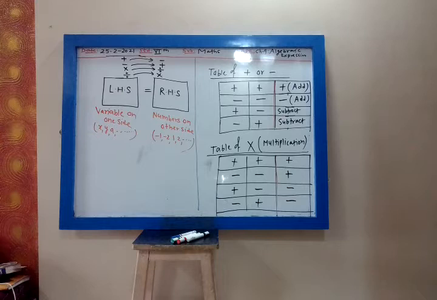On left hand side we take all the variables, means alphabets, and on right hand side we take all the numbers. Then what is the rule? Whenever we change the side from left hand side to right hand side, the sign changes. Plus becomes minus, minus becomes plus, multiplication becomes division, division becomes multiplication. That is the first rule.